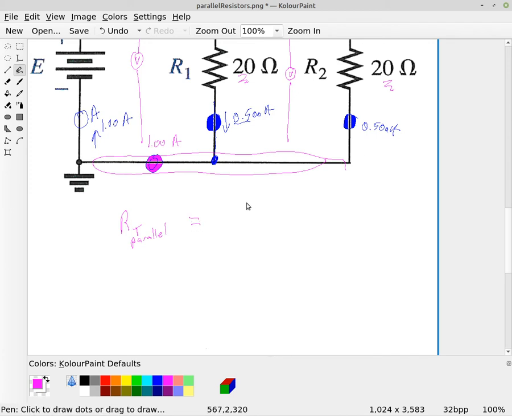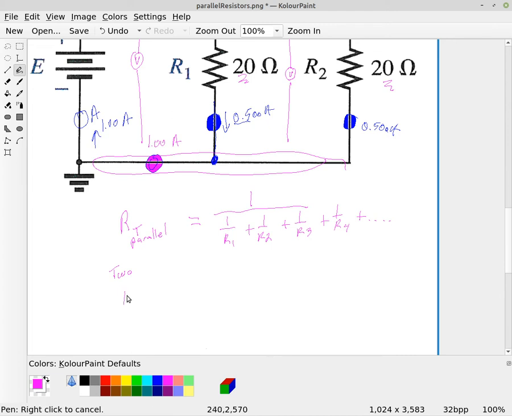We have that 1 over R total equals 1 over R1 plus 1 over R2, and if you have more resistors, it would be 1 over R3 and 1 over R4, etc. Okay, so this is the general equation for resistors in parallel. Now, there's a special case if you just have two resistors. This case only works if you have two parallel resistors, as we do up above.